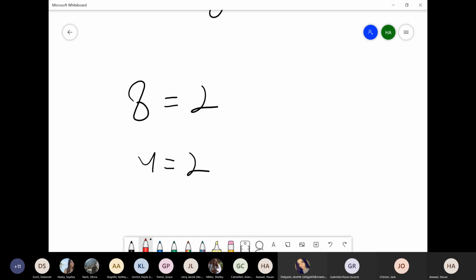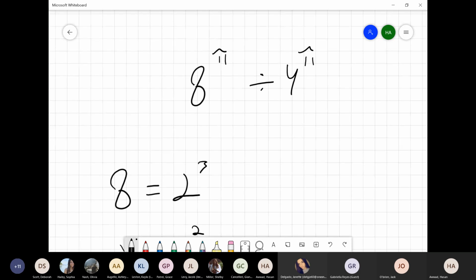So what I want to figure out is what my exponents are right here. So 8 in terms of 2, well, that's just 2 cubed, right? We know that 2 times 2 times 2 gives you 8, so that's 2 cubed. And then 4, similarly, we know 2 times 2 is 4, so that's 2 squared. So, okay, great. Now we have 2 cubed and 2 squared, so we can replace this, right?